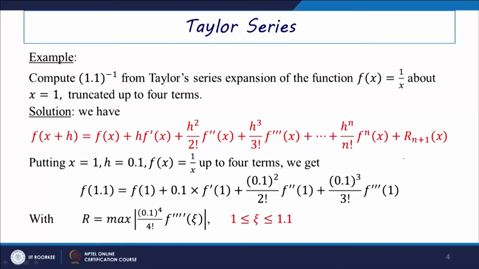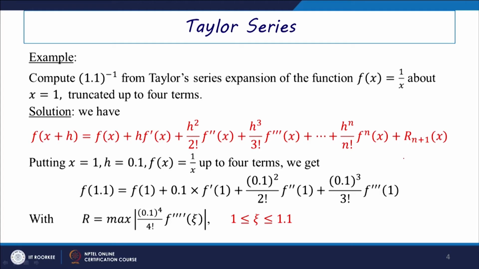For example, if you consider 1.1 whole to the power minus 1, and it is asked to find the expansion using Taylor series expansion, then we can consider x equals 1 and h is 0.1. Suppose the question asks to compute 1.1 whole inverse from the Taylor series expansion of the function f of x equals 1 by x about x equals 1, and we have to find this result truncated up to 4 terms.